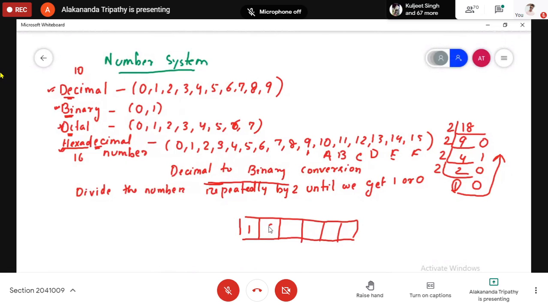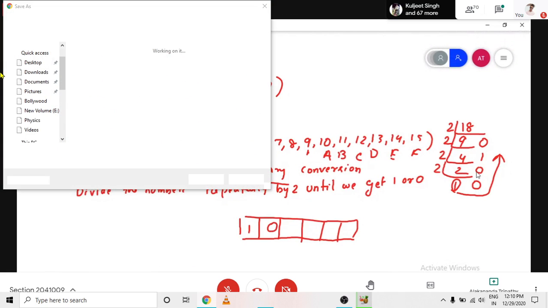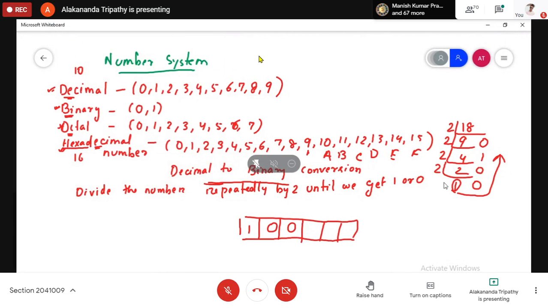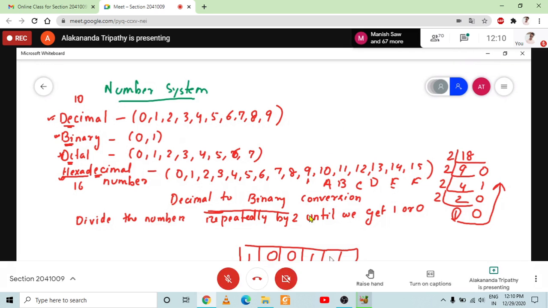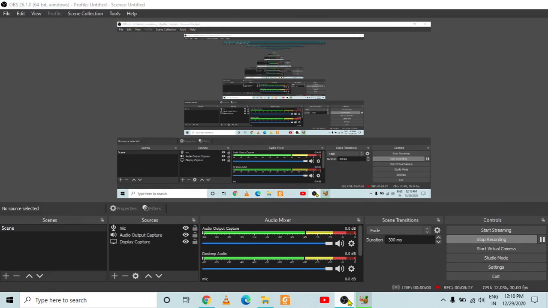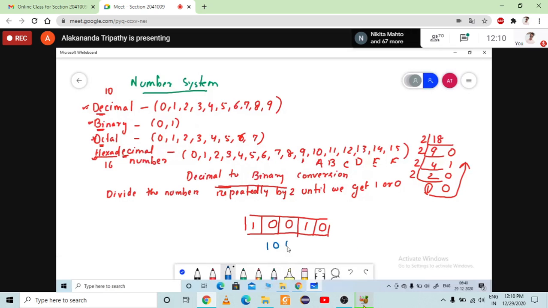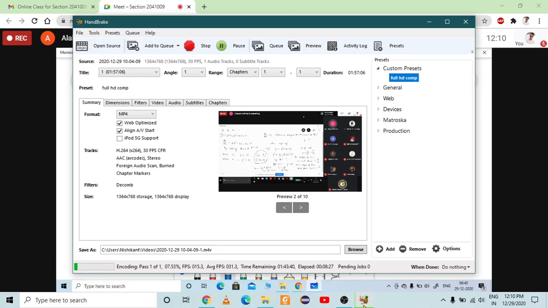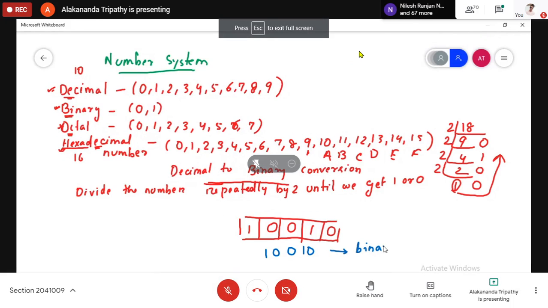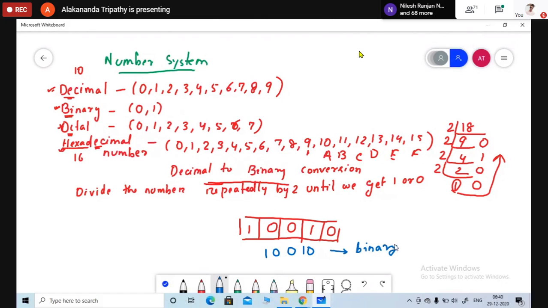0. 0. Then what is the next number? 1. 1. Then what is the next number? 0. 0. So we are writing the number in this order. So it is 1 0 0 1 0. This is my binary representation of a number. All of you clear with this point?